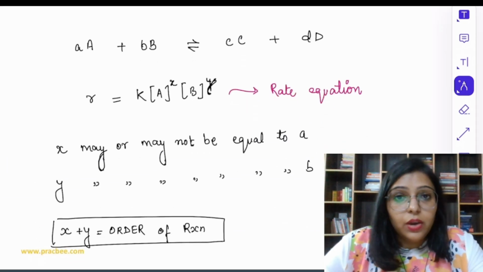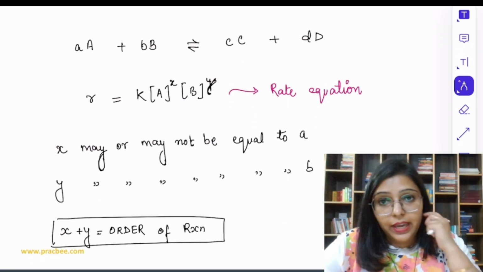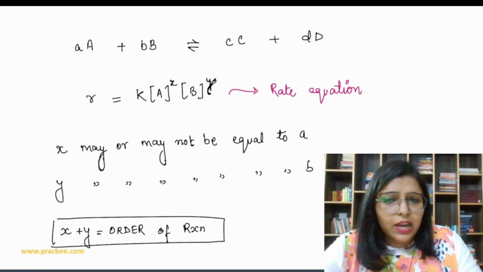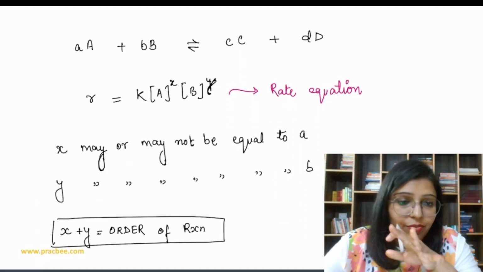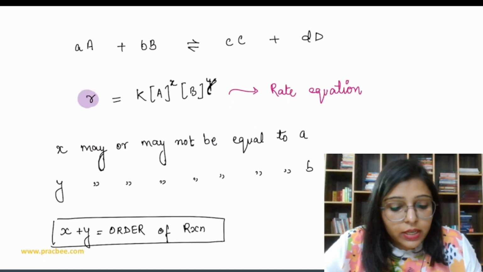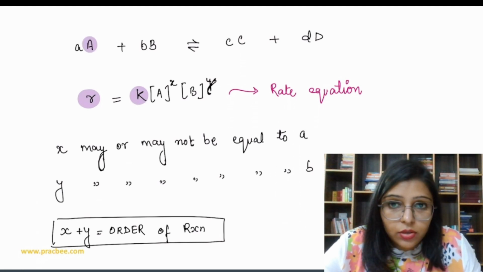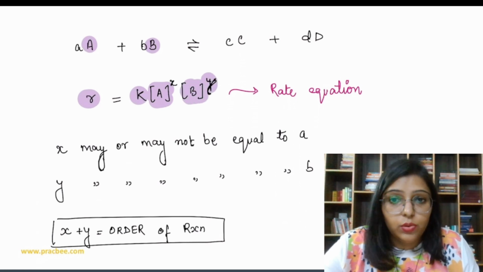Okay, now if we have the generalized reaction, like aA + bB, it is in equilibrium with cC + dD, and whether it is in equilibrium or not in equilibrium, it means if we have this kind of reaction, so rate is going to be k, k is the rate constant, concentration of A to the power x and concentration of B to the power y. So this is called the rate equation.